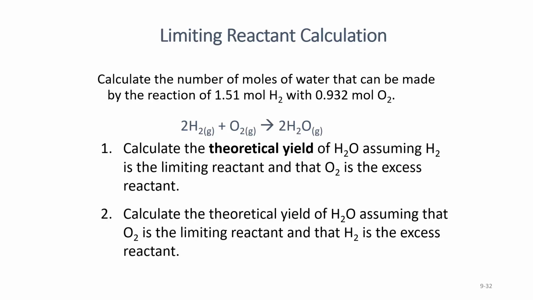So calculate the number of moles of water that can be made by the reaction of 1.51 moles of H2 with 9.32 moles of O2. So first you're going to calculate the theoretical yield of water assuming H2 is the limiting reactant and that O2 is the excess. Then you're going to calculate the theoretical yield of H2O assuming that O2 is the limiting reactant and that H2 is excess.